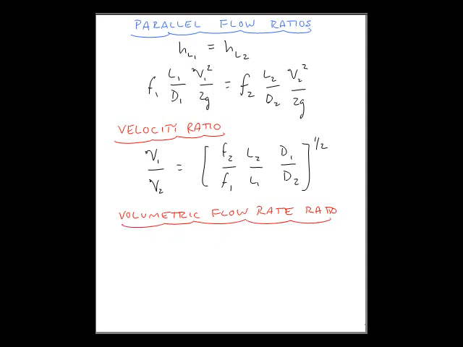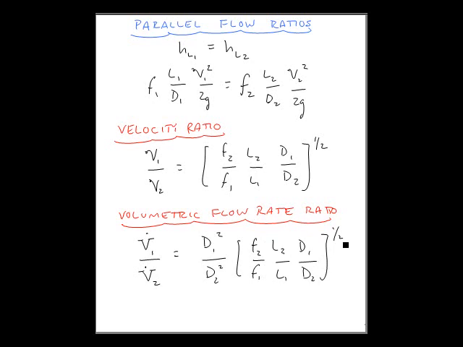And this is recognizing that area is my difference here for volumetric flow rate, so it's going to be a diameter squared. So V dot 1 divided by V dot 2, my volumetric flow rate, is going to be equal to diameter 1 squared over diameter 2 squared times the remainder within, length 2 over length 1, diameter 1 over diameter 2, raised to the 1/2.